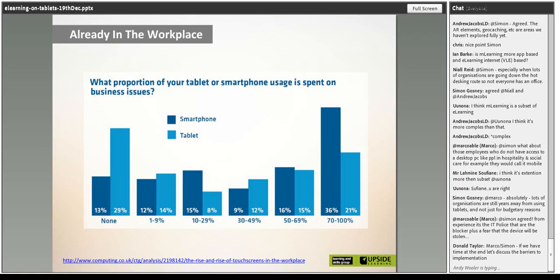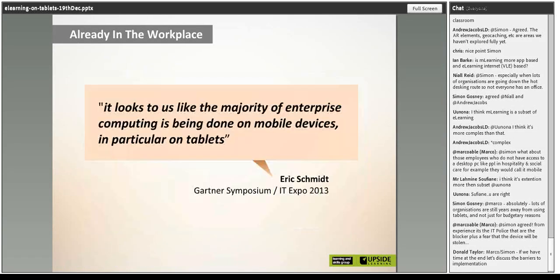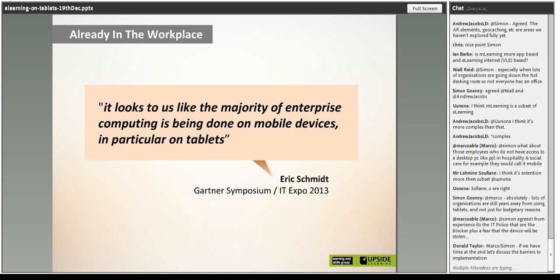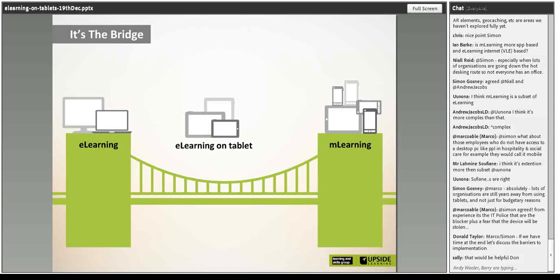Also, they are already in the workplace. I mean, we don't really need to rely on this survey. Our survey itself says that about 75% of organizations have tablets. And as I just mentioned about Eric Schmidt talking about most computing shifting to tablets, they're already there in the enterprise. The most important reason for us, as I just said, our end objective is really mobile learning, is to let tablets work as a bridge to move from e-learning to m-learning.